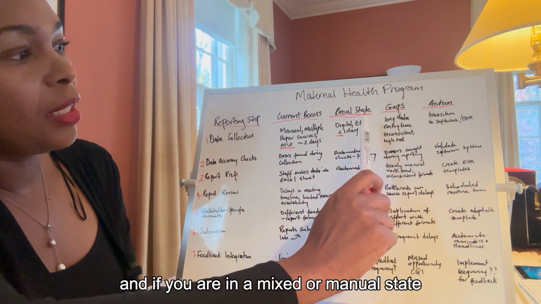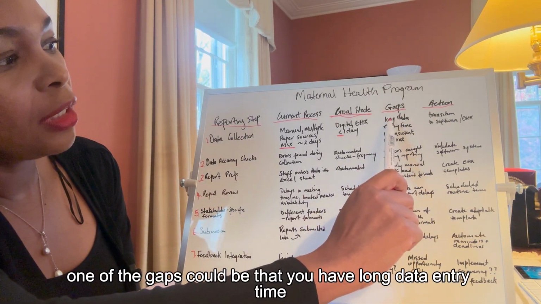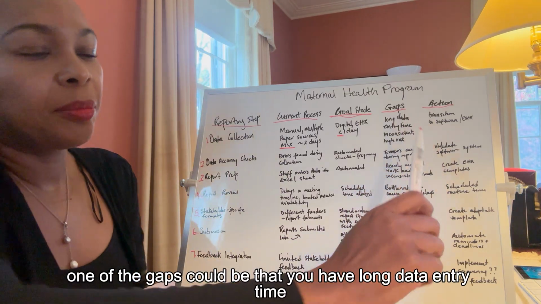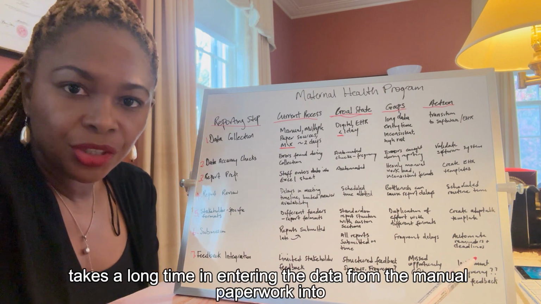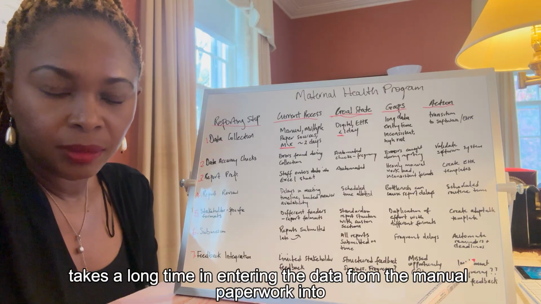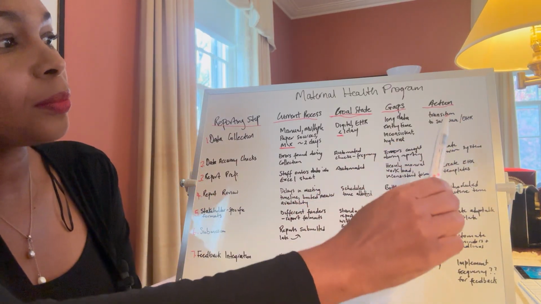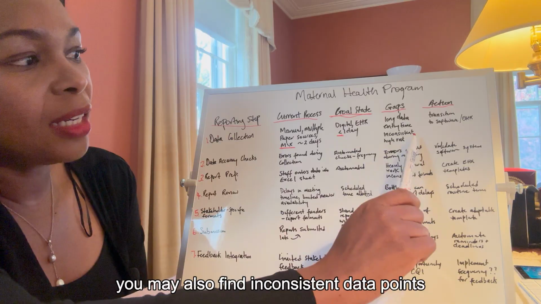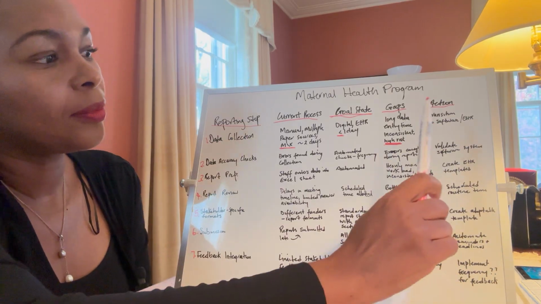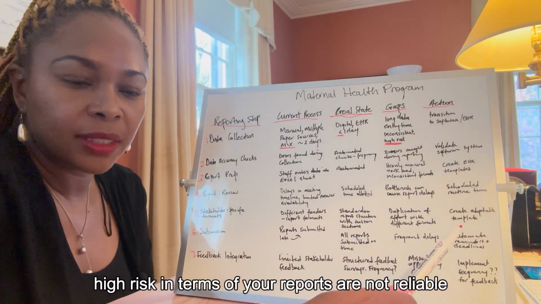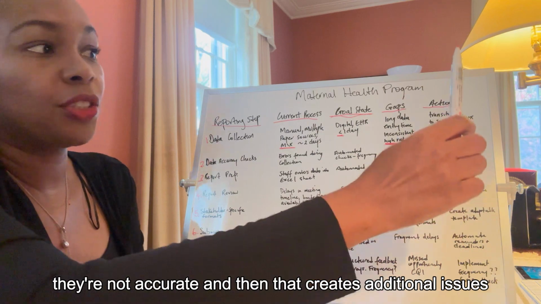And if you're in a mixed or manual state, one of the gaps could be that you have long data entry time, meaning that your staff takes a long time in entering the data from the manual paperwork into a software database system. You may also find inconsistent data points. And of course, that is considered high risk. High risk in terms of your reports are not reliable, they're not accurate, and then that creates additional issues.